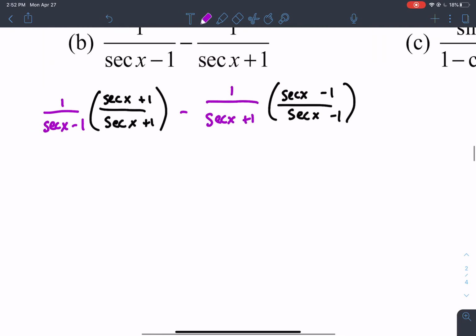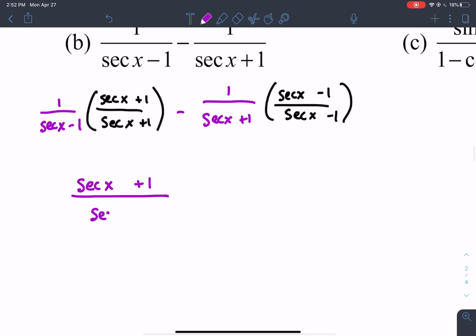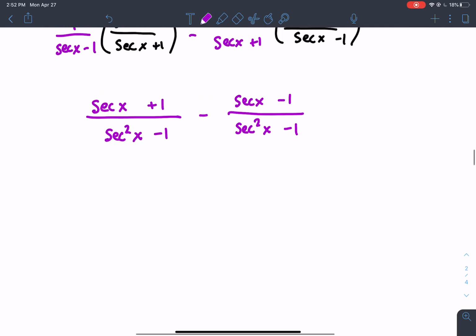Okay, so when I do that now, I'm going to have secant of x plus 1 over, now secant of x minus 1, secant plus 1 is just going to be secant squared minus 1, minus secant of x minus 1 over secant squared minus 1. So now I got the same denominator. So I want to combine what I see on the top. On the top, I got secant minus secant, which goes away, and then I got 1 minus -1, which is going to give me 2.